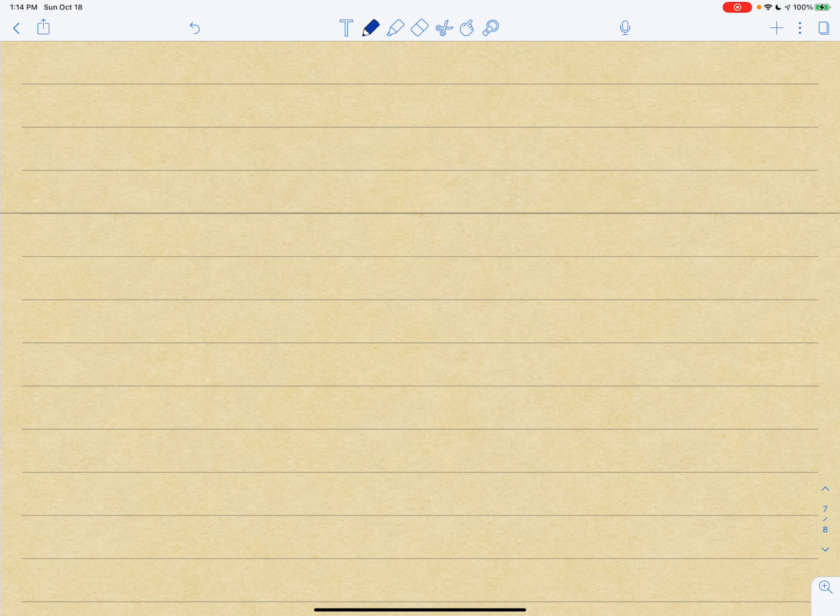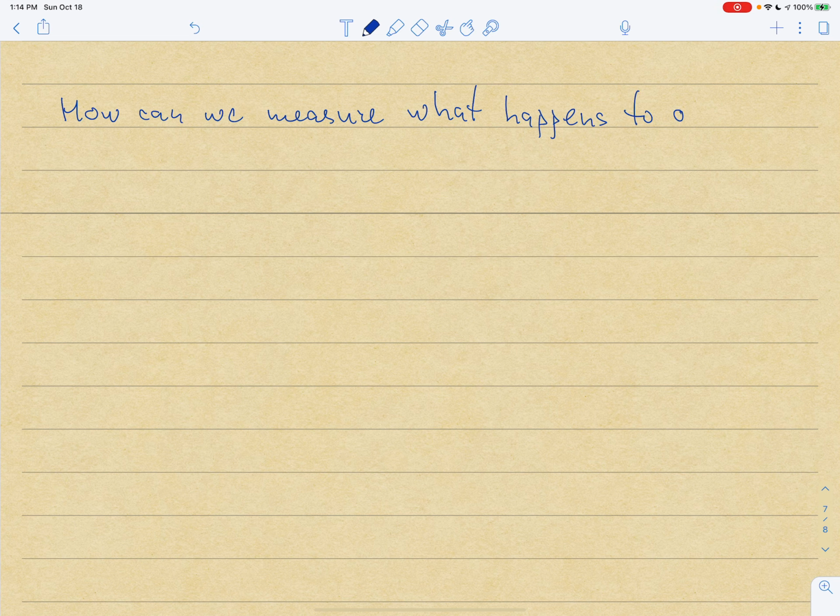So we have this question. How can we measure what happens to oscillations of Sn equal to (-1)^n over n as n gets bigger?